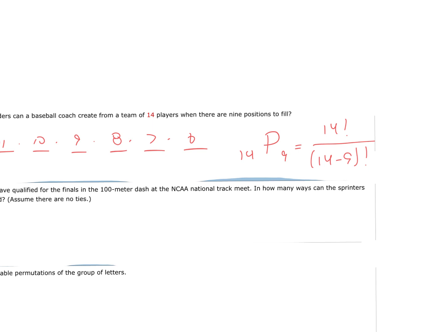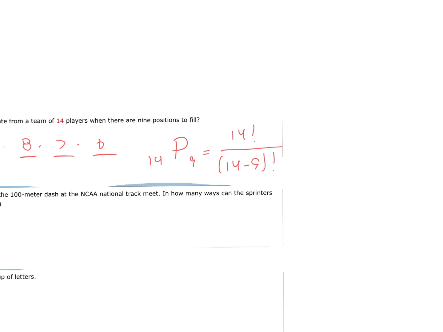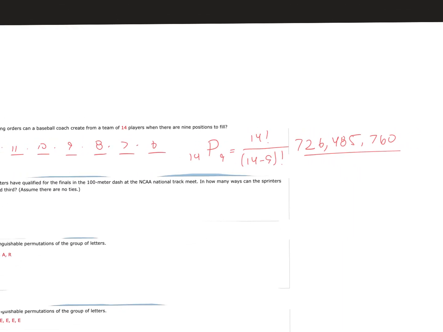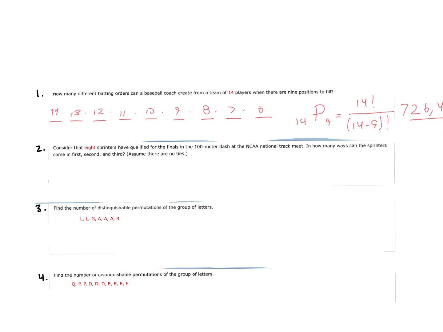But do you guys understand why order matters in this case? Because everyone has a different job. You cannot be the first batter and the second batter and the third batter. It's not that you're all sitting on one committee doing the same thing. So your answer here, I got 726,485,760. You guys agree? For those of you that did it. If not, I'm not going to wait for you guys to do them all.